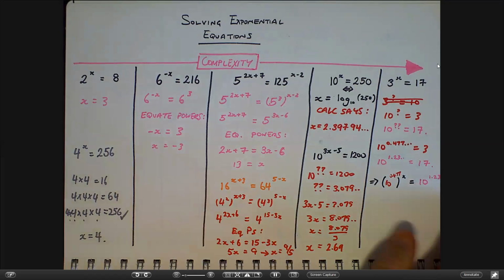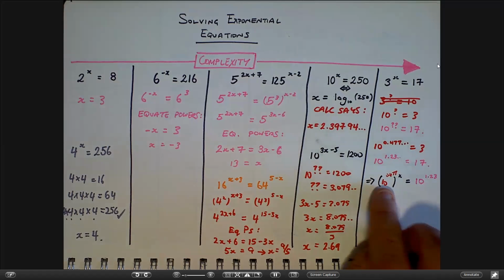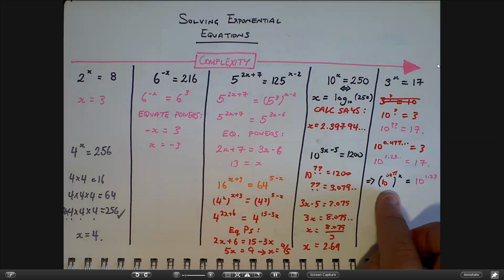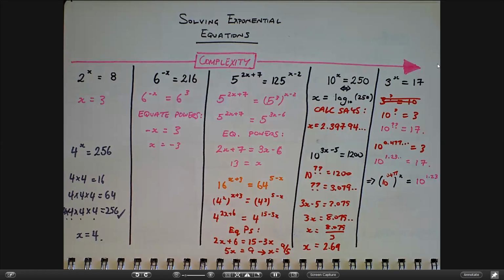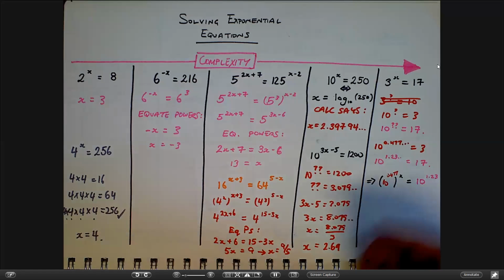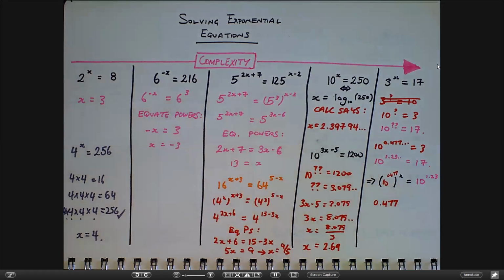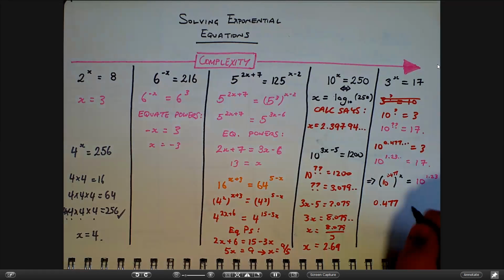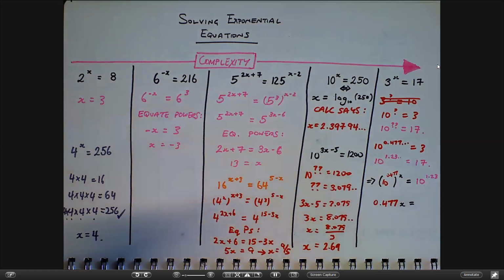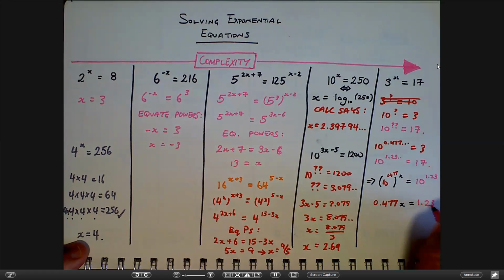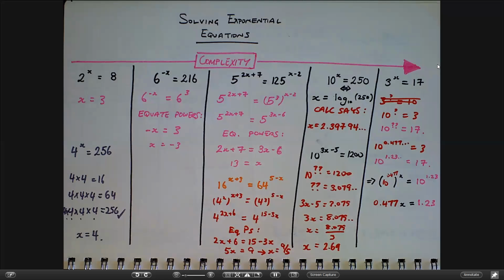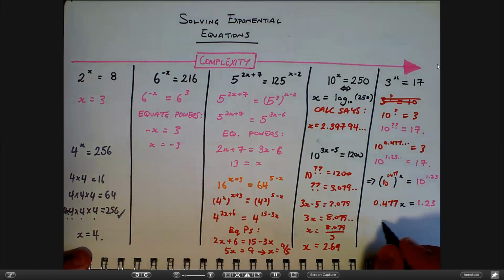And then finally, we have two things that are both to the power of 10. Excellent, that's exactly what we want. So we can equate powers. So we can say 0.477 x equals 1.23 to 3 sig figs. And we divide through and we get x on its own.